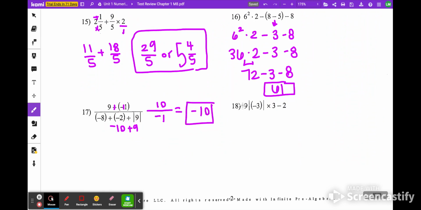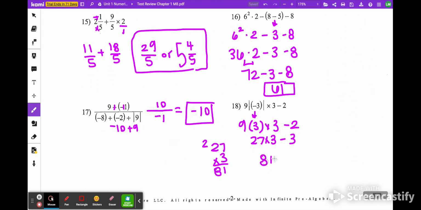And then my final question, the absolute value of -3 is 3. So I have 9 times 3 times 3 minus 2. 9 times 3 is 27. 27 times 3 is 51. I'm going to double check that because I'm not trusting myself right now. No, it's a little bit more. 27 times 3, 3 times 7 is 21, carry the 2. 3 times 2 is 6, plus 2 more is 81. There we go. And then 81, make sure you were copying down the correct number, Miss Mullins. 81 minus 2 is equal to 79.